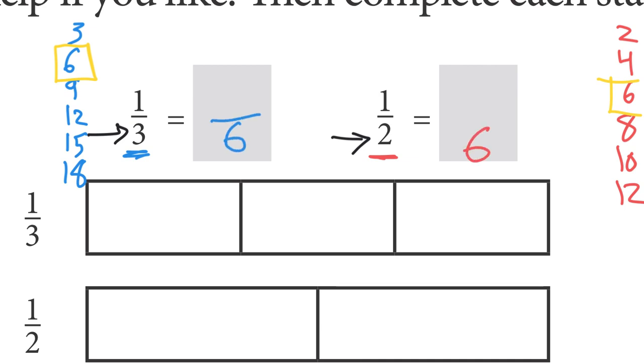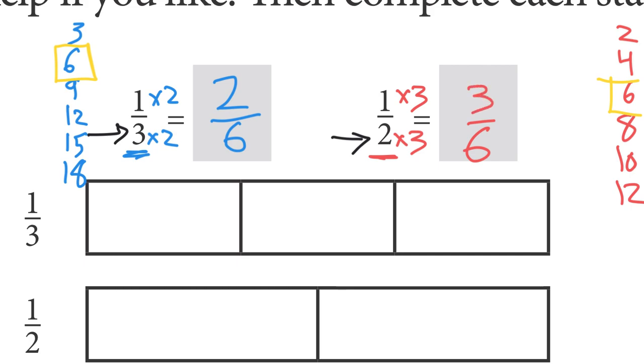Okay? Now the question that I ask is, how do I turn 3 into 6? Well, I know that I need to take it times 2. If I do that, I must take the top number times 2, which gives me a 2 on top. If I look at the other side, how do I turn 2 into 6? Well, I need to take 2 times 3. If I do that, I also need to take the top number times 3. 3 times 1 is 3.